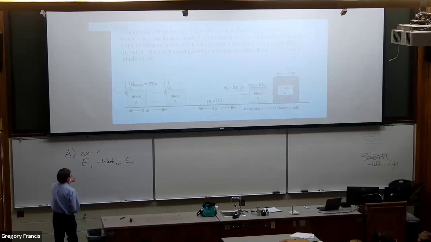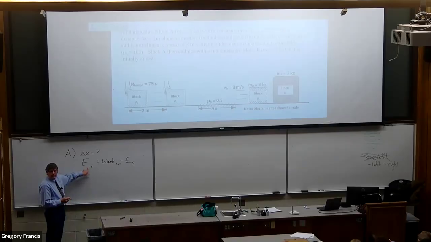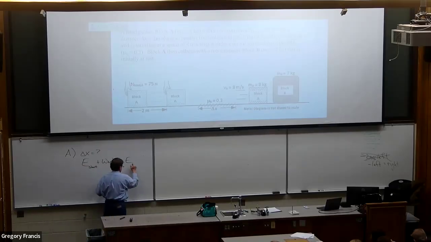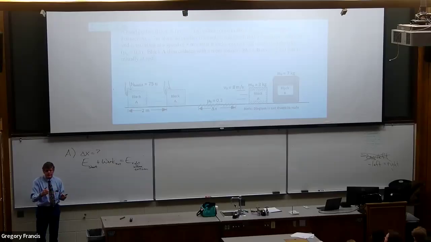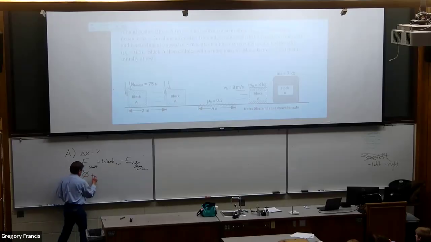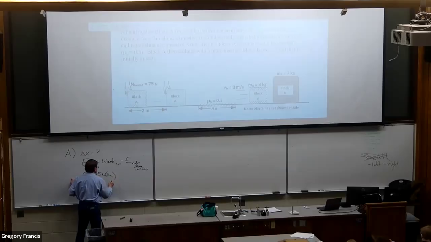Now, I'll take the initial to be at the start, before the hand starts pushing, and the final would be right before the collision. At each of those times, I ask the same three questions. Is anything with mass moving at the start? No, not until the hand pushes. Is anything up off the floor? No. Are any springs stretched or compressed? No. So I've got a big fat zero here. And then I've got work done by the hand. The hand's pushing with 75 newtons for a distance of 2 meters. And then I've got the friction doing negative work.